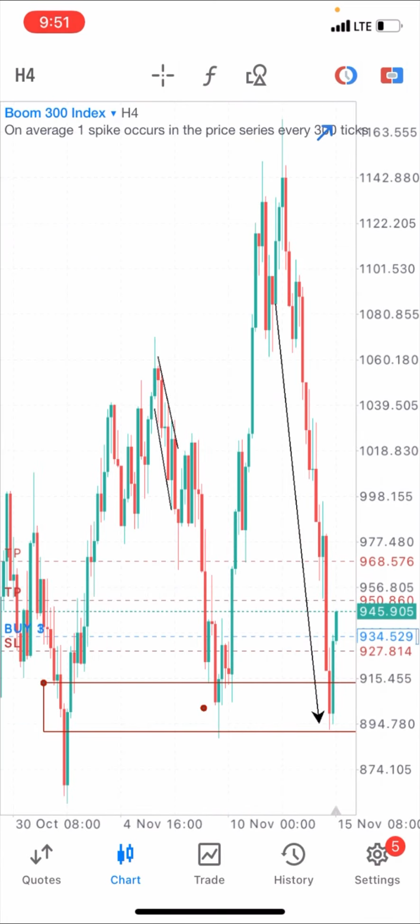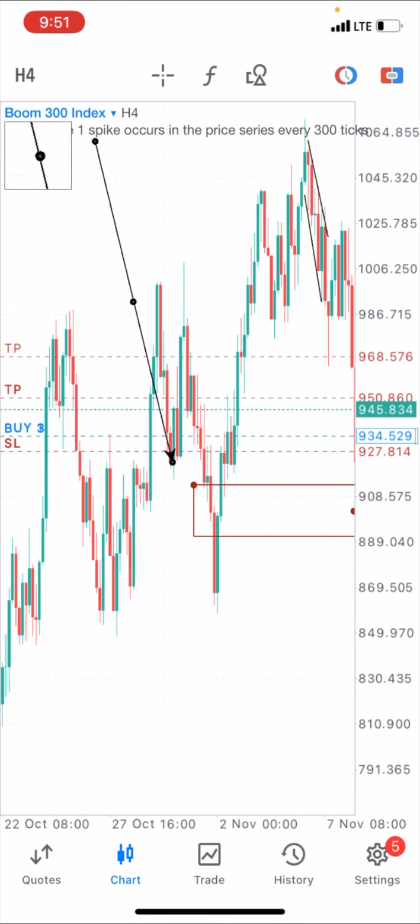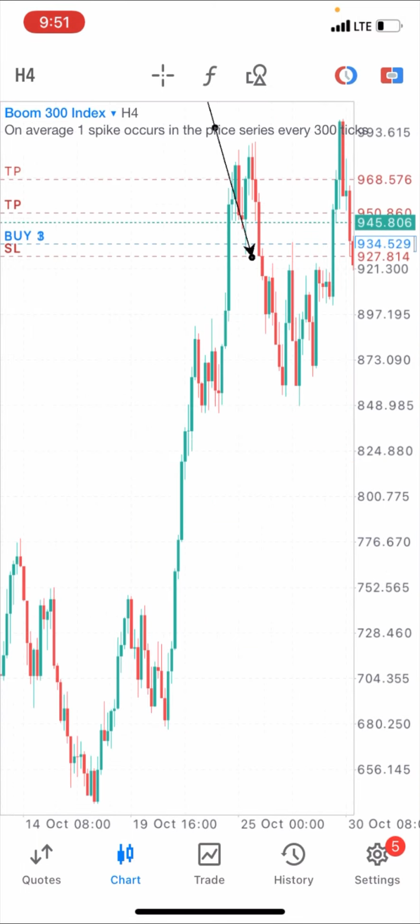You need to always wait for the market to give you a direction. So the price had come all the way to this level, and if you keep back testing, you see that area is where price usually goes back off from. You see those areas I'm pointing at.